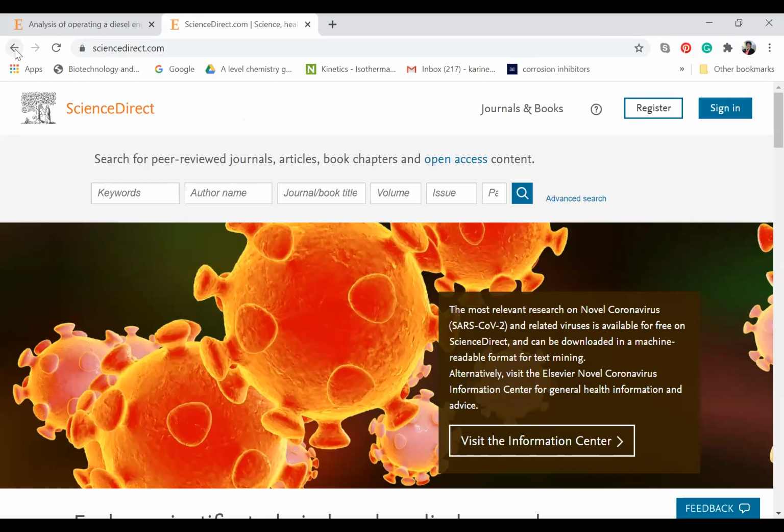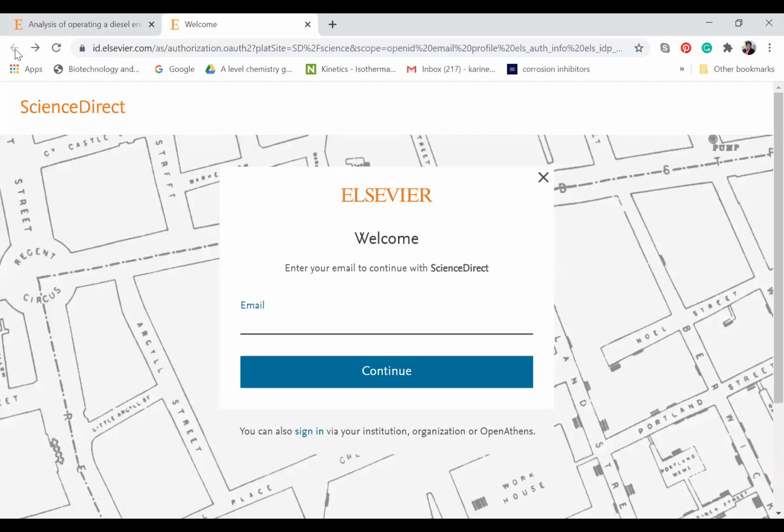I'm finding new features in Google Scholar. You can choose by database instead of just going all out. Okay, so let me, here, I got it.